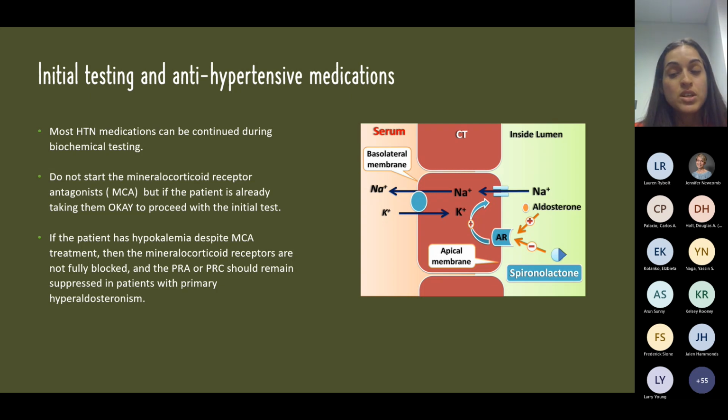But if the patient is using mineralocorticoid receptor antagonists, we know that the data may be difficult to interpret, but we're going to have an exception to this rule, and it's the one that I put in the slide. If we have a patient that has hypokalemia despite the use of mineralocorticoid receptor antagonists, then the mineralocorticoid receptors are not fully blocked. And then the plasma renin, or the plasma renin concentration, should remain suppressed in patients with hyperaldosteronism. And then we can use these results and proceed with the next step in the primary hyperaldosteronism workup.